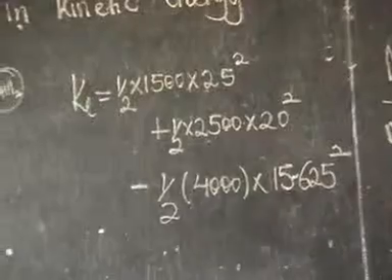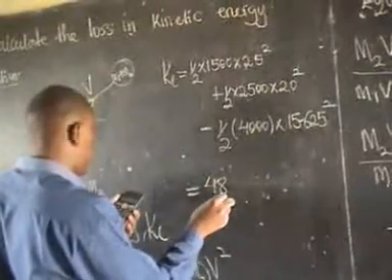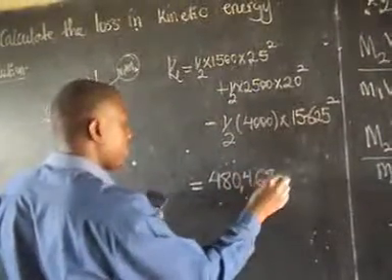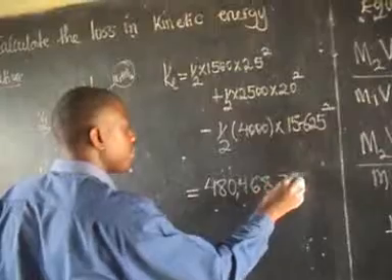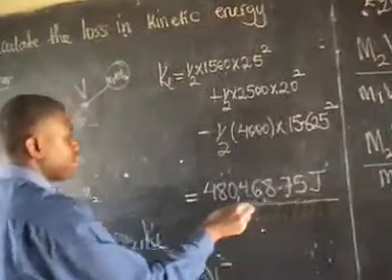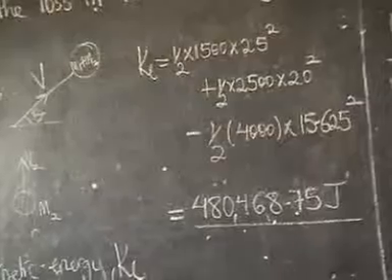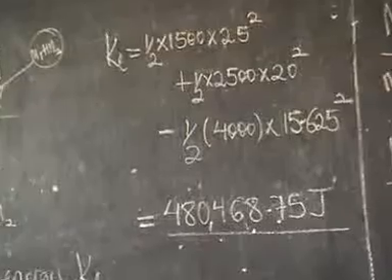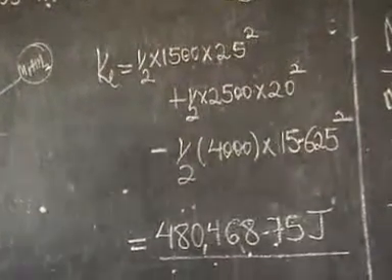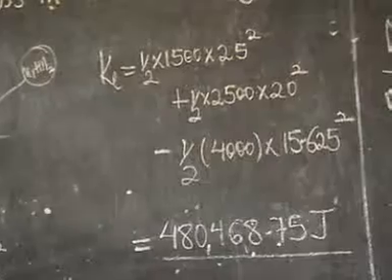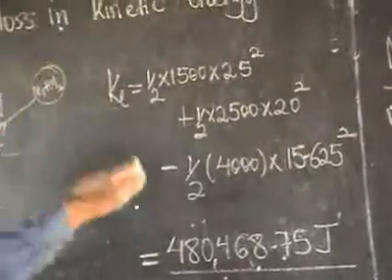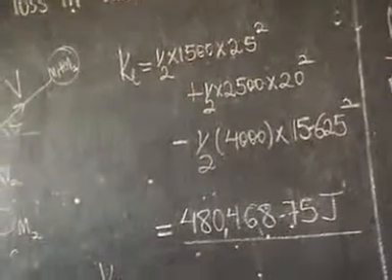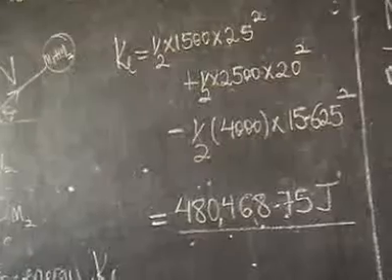When we try to simplify, 80,468.75 joules. So if the loss in kinetic energy was 0, then we would confirm that the collision was perfectly elastic. But since these bodies moved interlocked, that alone shows that the collision is inelastic.